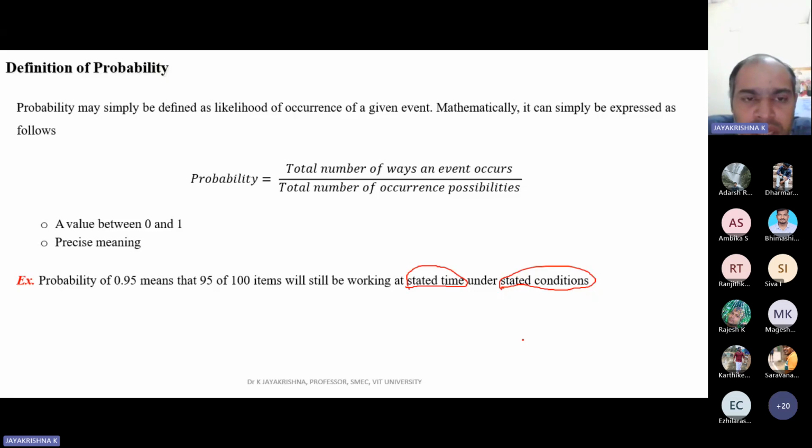Even reliability, as I told you, probability is also a word we use in reliability. The definition also carries the word probability. So now we understood what probability is. Again, the value can be only between 0 and 1, and the probability is always calculated at a stated time or given time and the given conditions.